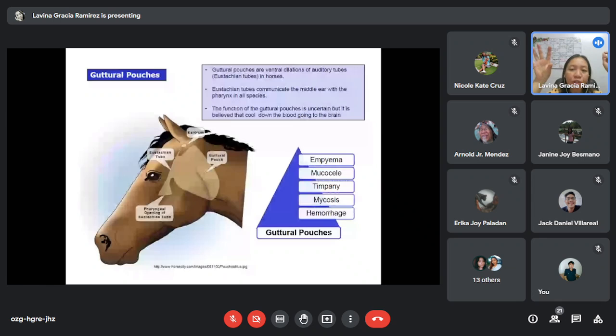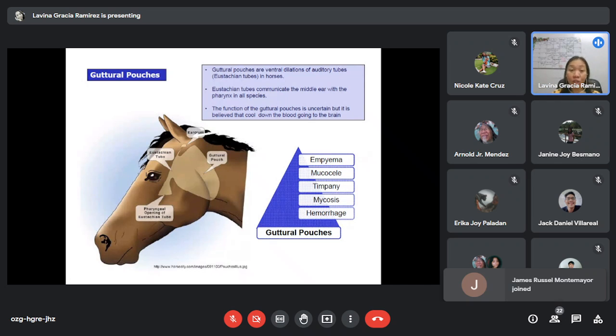Now the function of the guttural pouch is uncertain but believed to help in cooling down blood going to the brain. So it's quite very important, no, knowing that horses are very active animals, and as same with its action, no, so talagang they are runners, no, so they tend to have high metabolic activity and tend to expect yung blood, it's quite hot, so sa thermoregulations yan, so ito pa itong pangtulong, okay, for the thermoregulations.